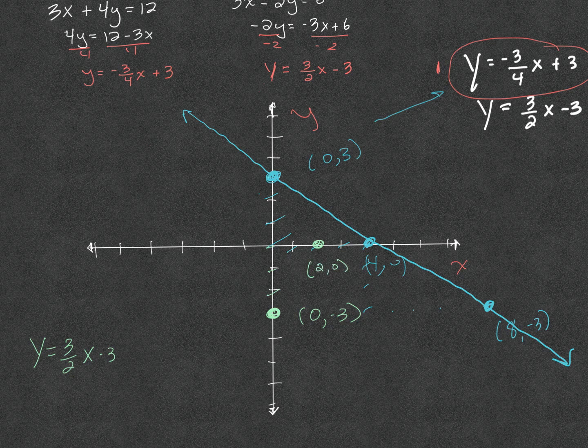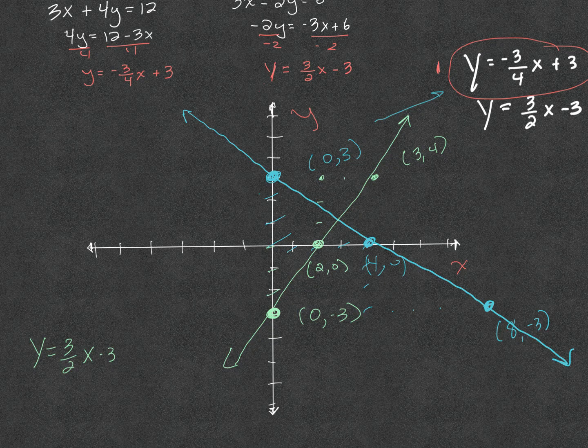So (2, 0). Now, I'm going to take that rise over run and use it again. 3 over 2. Go up 3: 1, 2, 3. Over 2: 1, 2. Well, that point right there is going to be what? It's going to be (3, 4). And I'm going to connect the points.